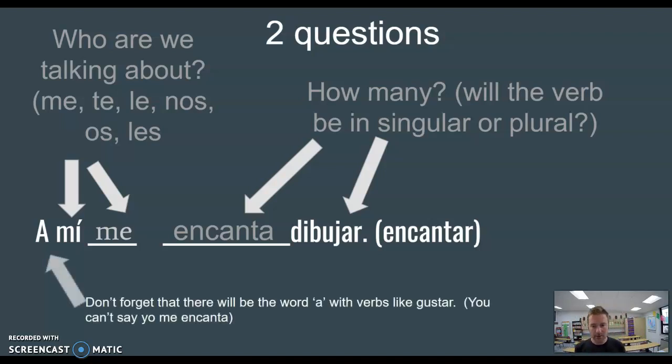And again, remember, this is important. You cannot say yo me encanta. That is an error I see all the time. Yo me encanta. That is incorrecto. Okay? A mí me encanta dibujar. That is correct. Or simply me encanta dibujar, which is probably more useful.